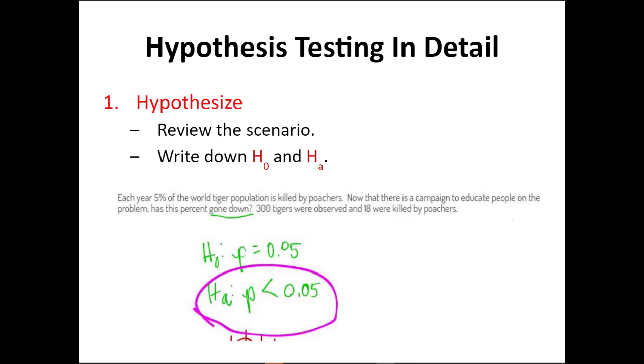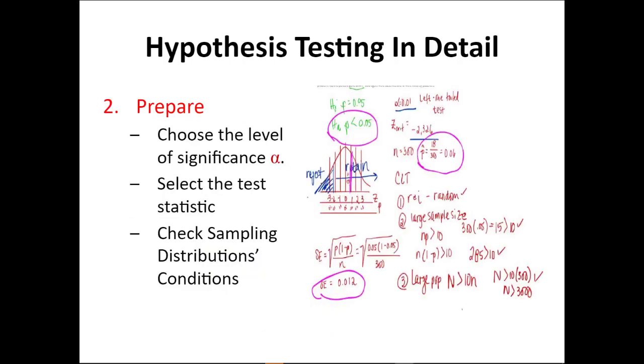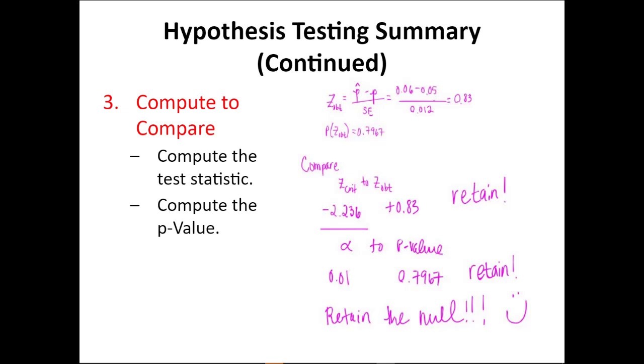So what did we do? We reviewed the scenario and we wrote down the null and alternate hypotheses. Next, we prepared. We chose the significance level and found the test statistic, in this case the ZCrit, that matched that alpha. We also checked the sampling distribution's conditions. In this case, we checked to see if it met the conditions of the central limit theorem for proportions. We also created a model, and we found the standard error for that model. Next, we used the standard error, the p-hat, and the p to compute the z obtained, and that's our test statistic. And then we used the calculator to compute the p-value for the z obtained.